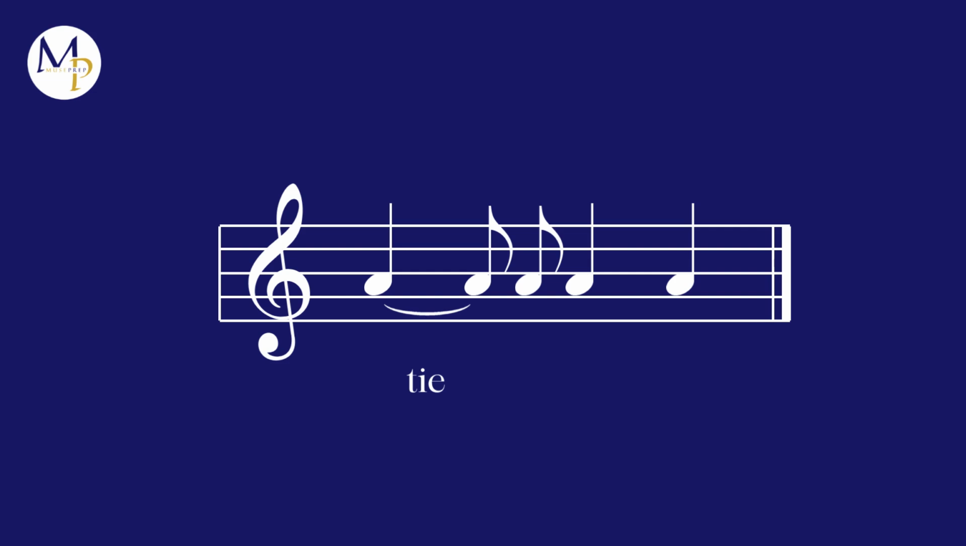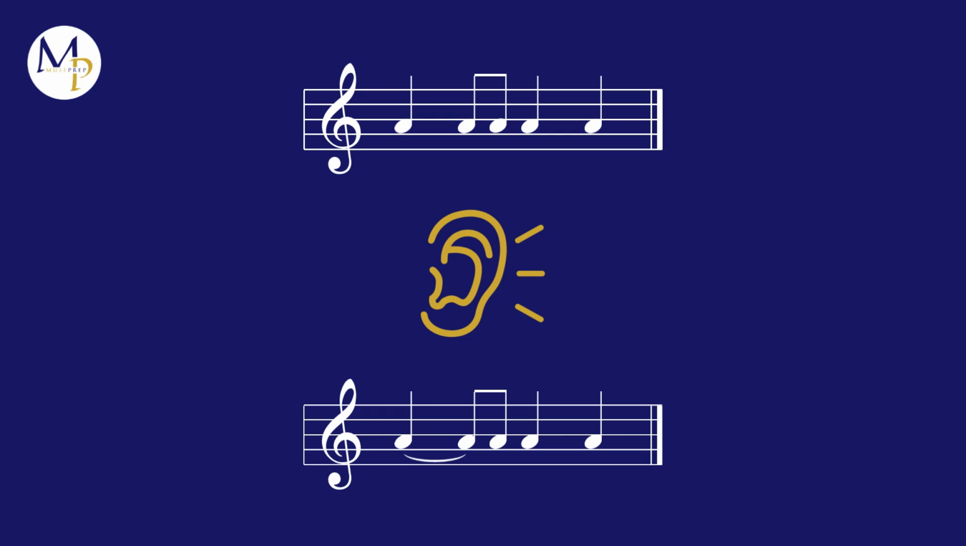A tie connects notes of the same pitch and shows that the second note is not played again. Instead, the first note is extended by the value of the tied note. Listen to both examples one after the other.